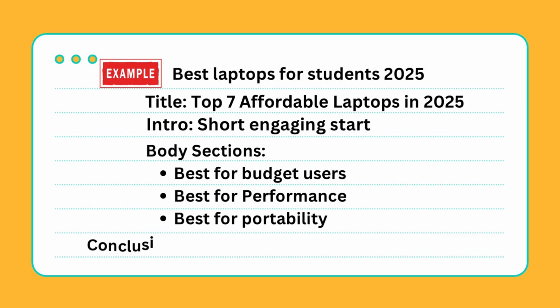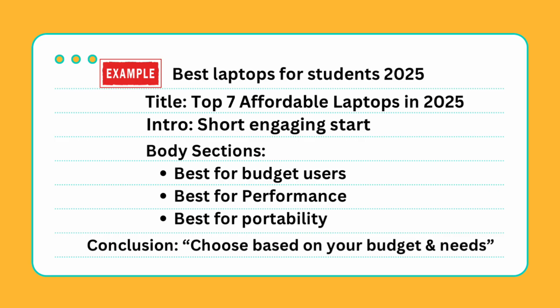Conclusion: choose based on your budget and needs. For under 50,000 rupees, HP Pavilion is a great option. With this structure, your content looks informative, organized, and SEO-friendly.